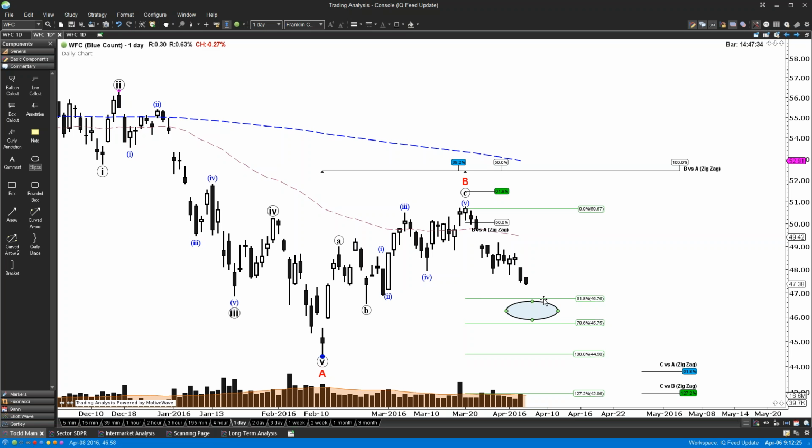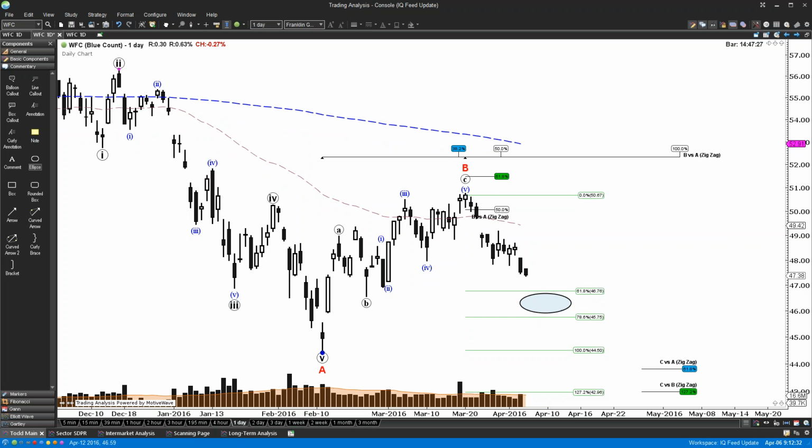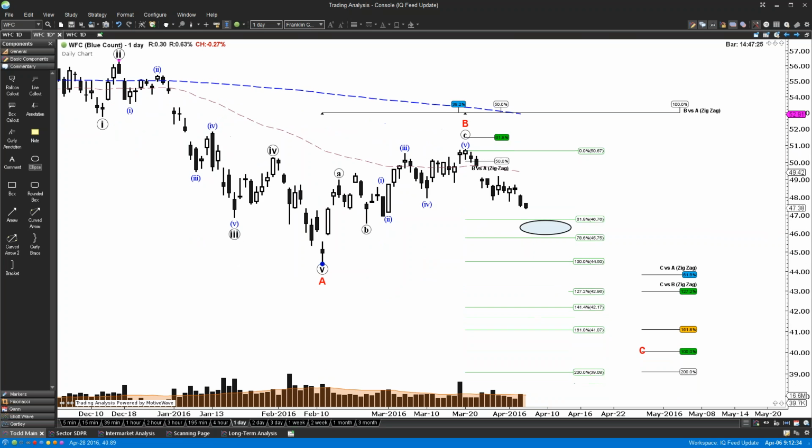We're just looking to get down into the 618 to 786 retracement. If we can get down to this area, we'll have some nice profits in the trade, and then we can figure out if we are in fact headed down in this monster C wave that takes us significantly lower in the price of Wells Fargo. So that's the setup, guys.